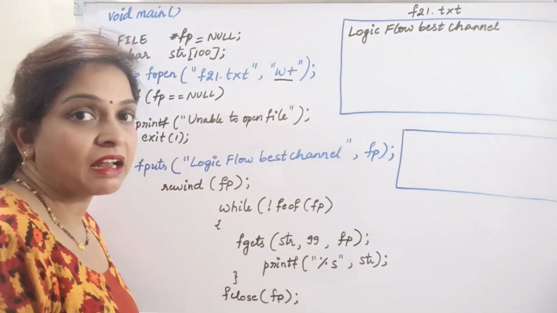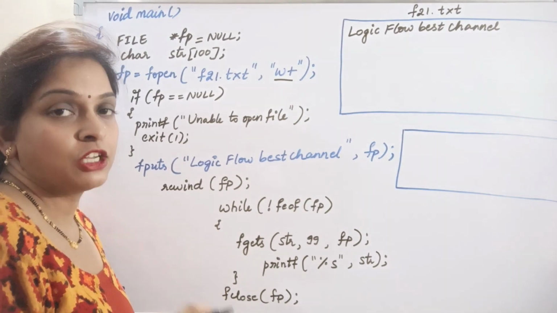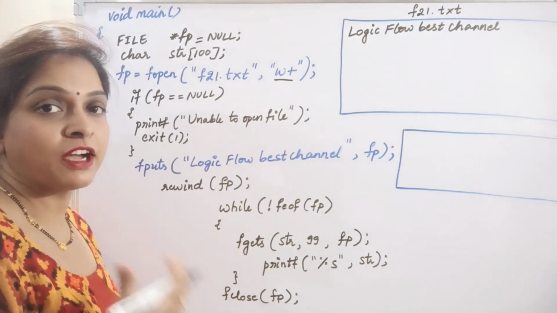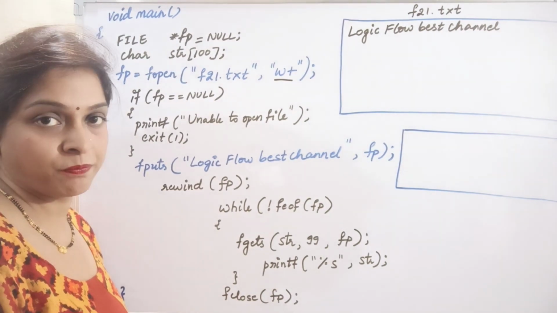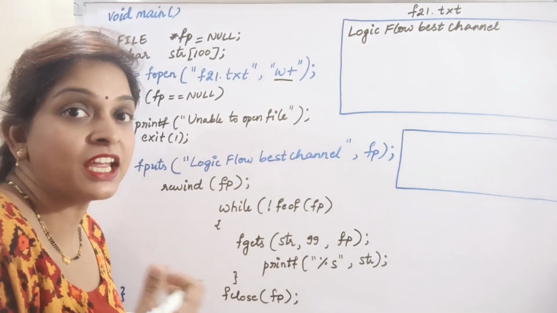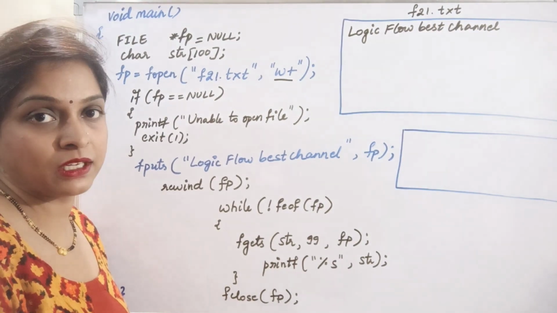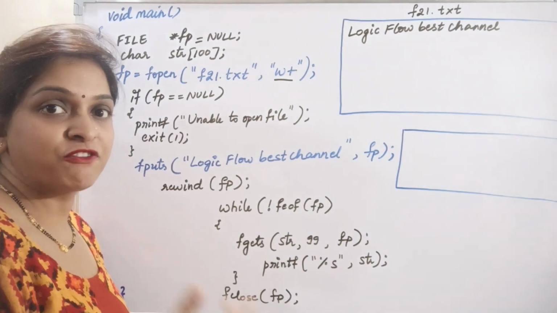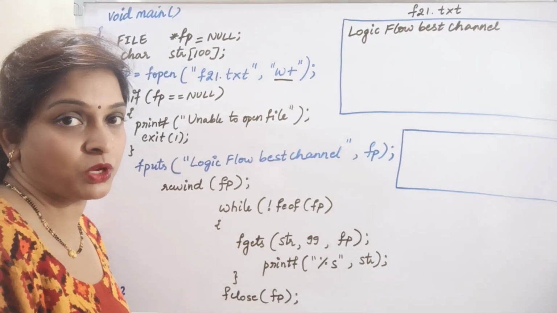w+ in the sense write as well as read. So initially we will write the content into the file. What this w+ mode will do: if the file exists, then the file will be opened and the previous contents will be erased. And if the file does not exist, it creates a new file and the new content can be written into that file. And whatever we have written into the file, after writing, we can read the data also because it is w+. You can write as well as you can read the data.